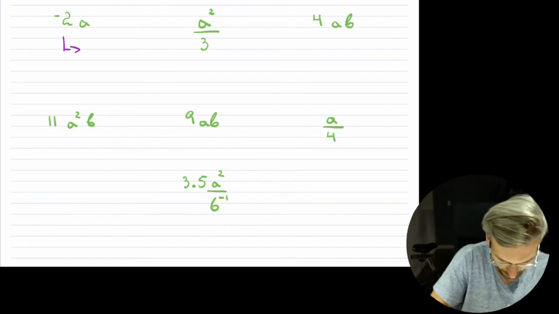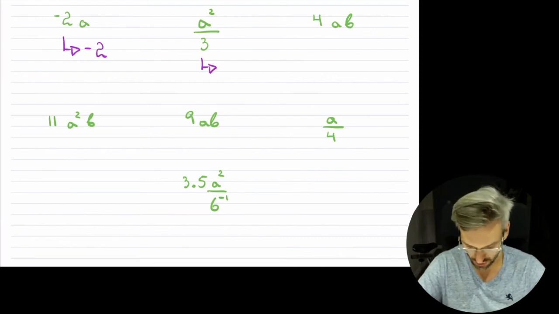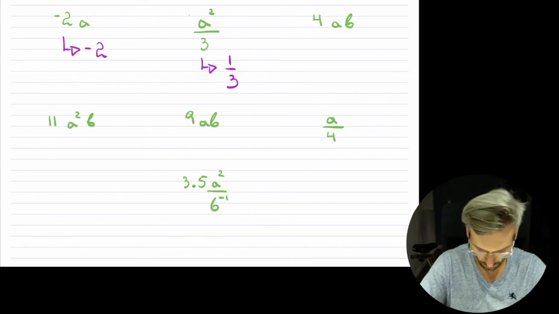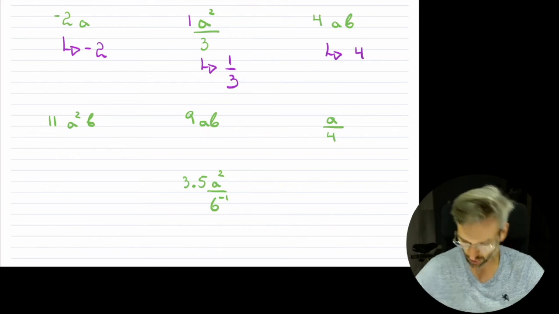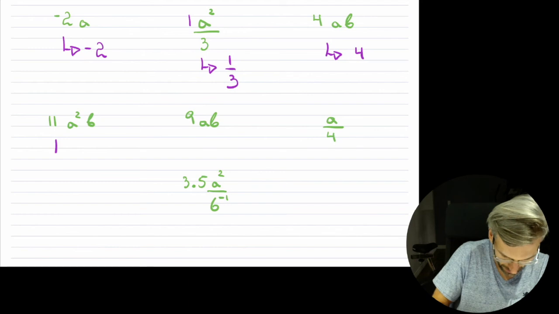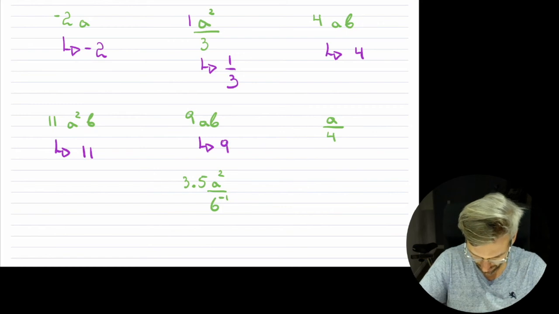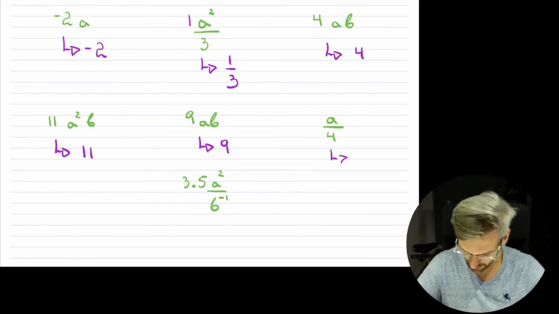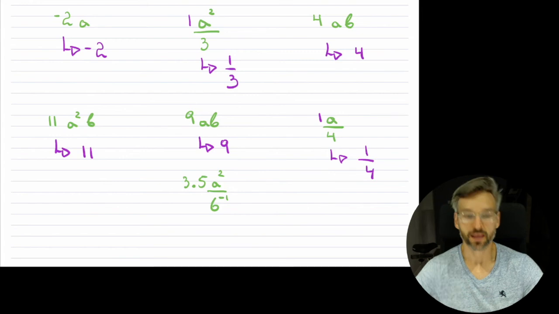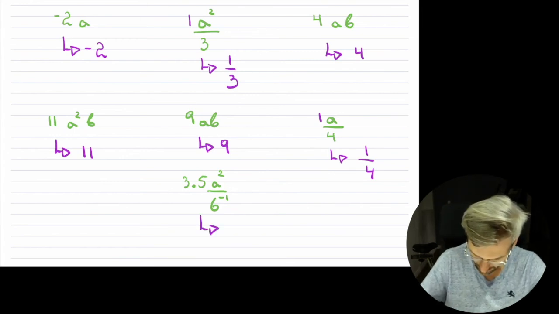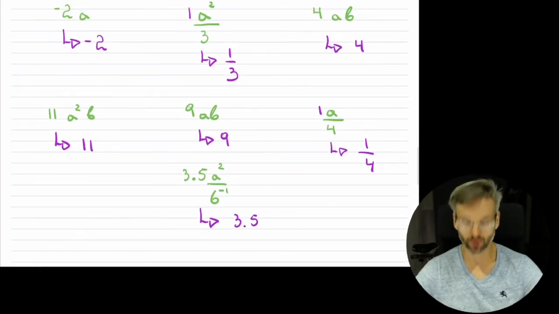So the first one right here, the coefficient is -2. The second one, the coefficient is 1/3. Again, remember there's a 1 in front. The next one, the leading number, the coefficient, is 4. Right here it is 11. This one, we have a coefficient of 9. This one is a little bit trickier, so 1/4. Don't forget, the 1 is coming from the front. And finally, the coefficient is 3/5. So that's what we have in terms of the coefficients.